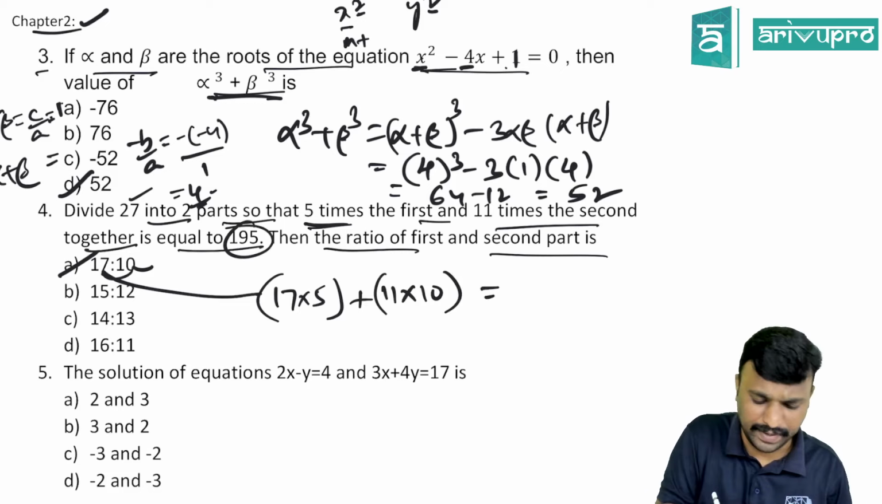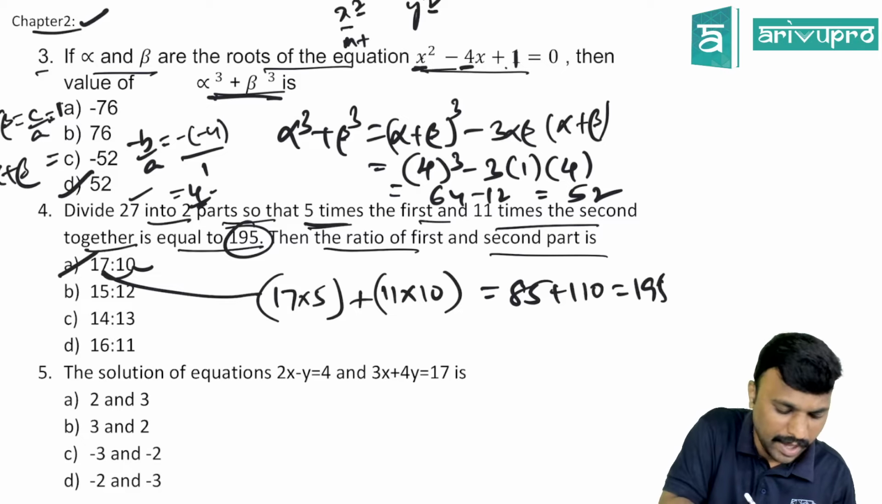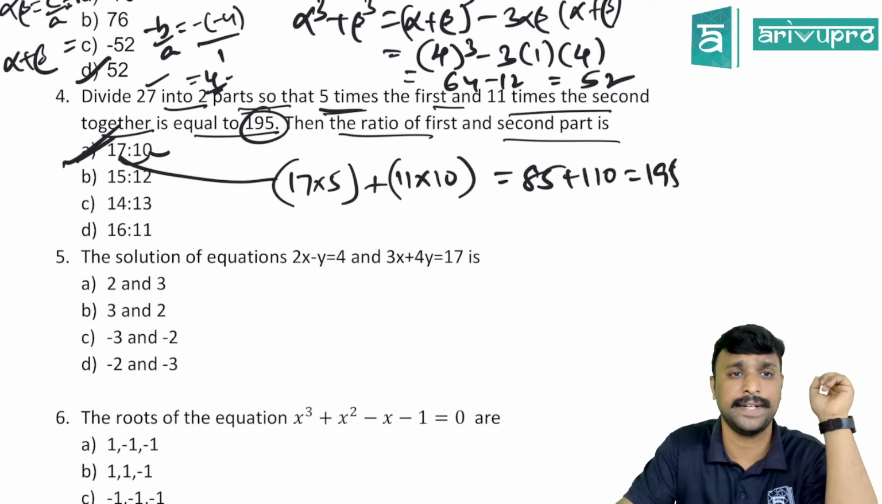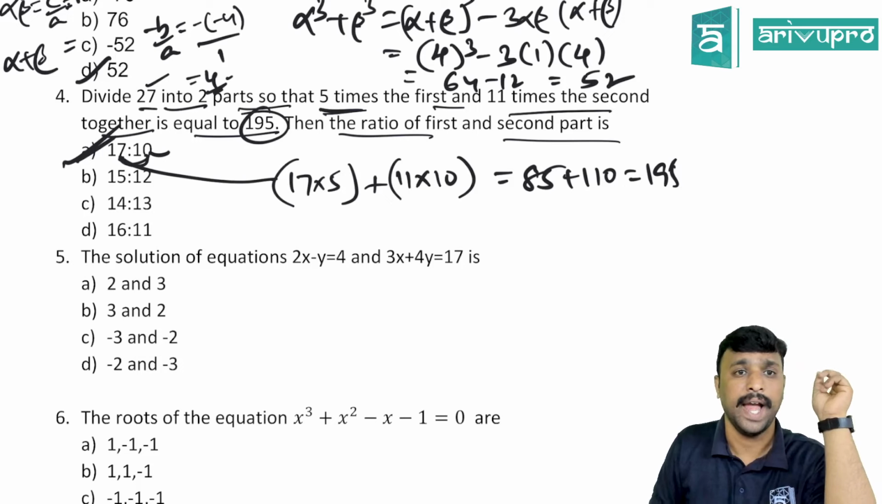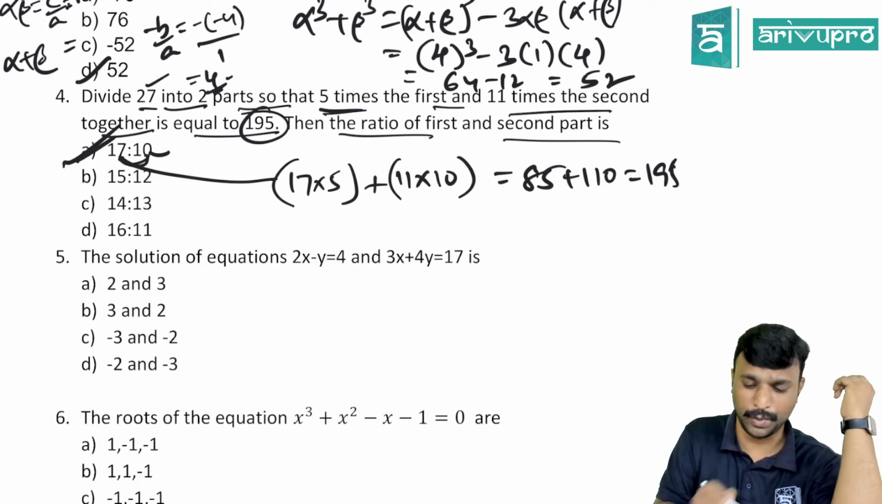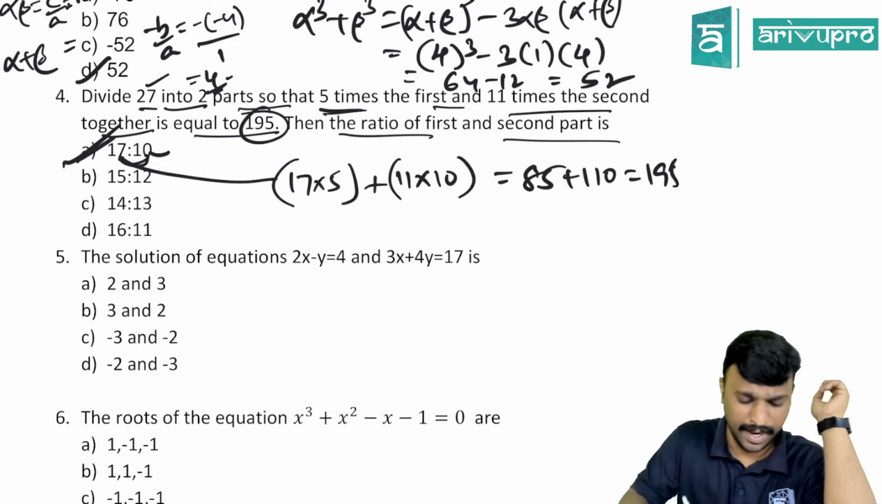195. Just check. 17 5s are 85, 11 10s are 110, which is nothing but 195. So option A is the right answer. Have you understood? So ratio satisfied. I mean, the sum of the two terms is 27, that is satisfied. And obviously 5 times the first plus 11 times the second is equal to 195. That is also satisfied. Therefore, option A is the right answer. Let's move on to the next question.